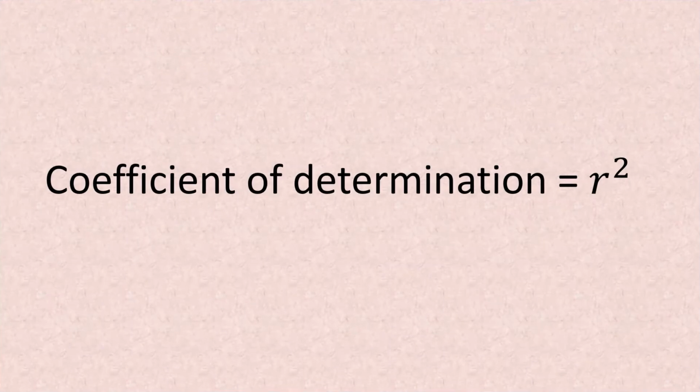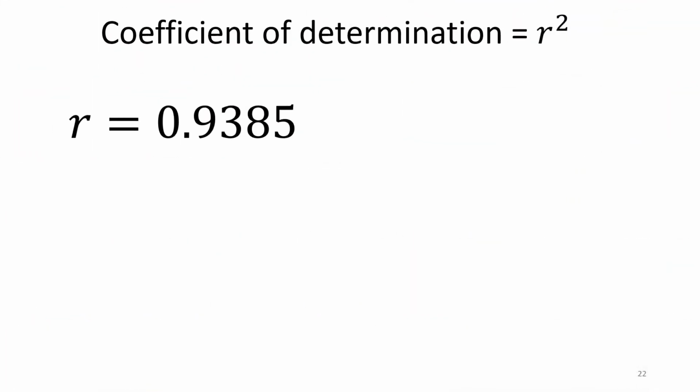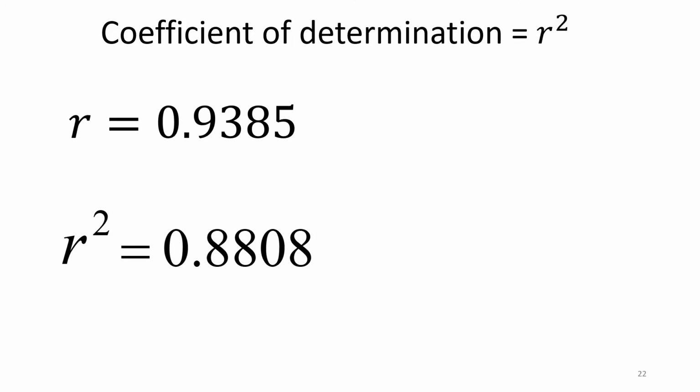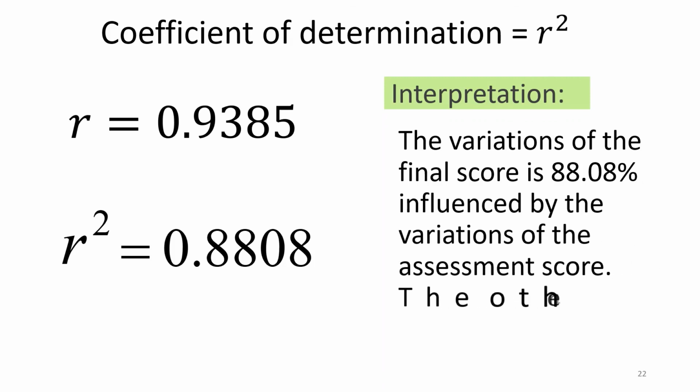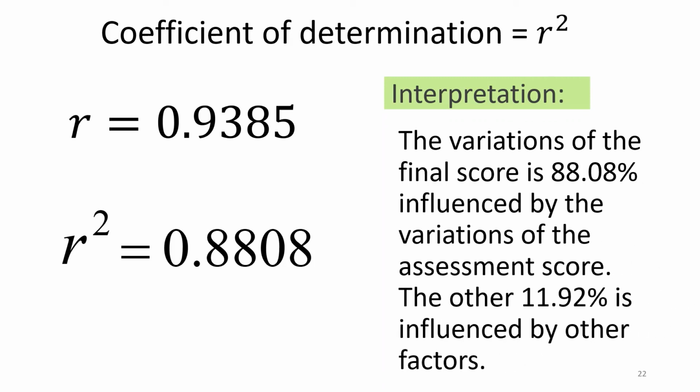We can calculate the coefficient of determination by taking R square. Example: given R is equal to 0.9385. R squared is equal to 0.9385 squared, which is equal to 0.8808. To interpret, we say that the variations of the final score is 88.08% influenced by the variations of the assessment score. The other 11.92% is influenced by other factors.